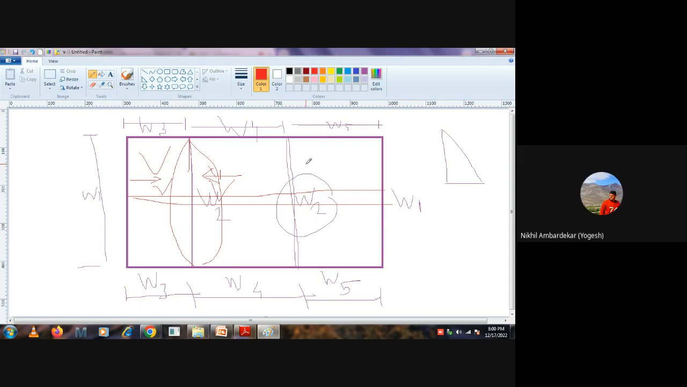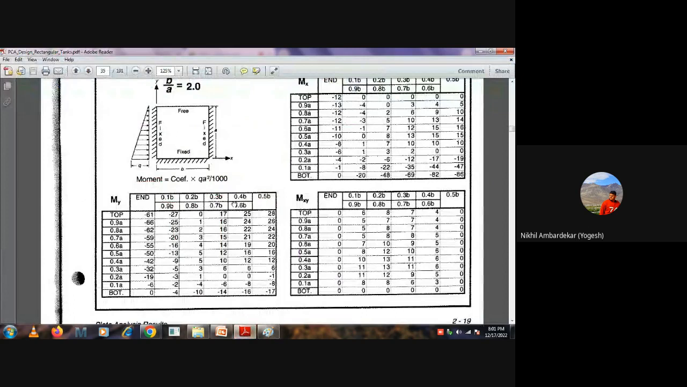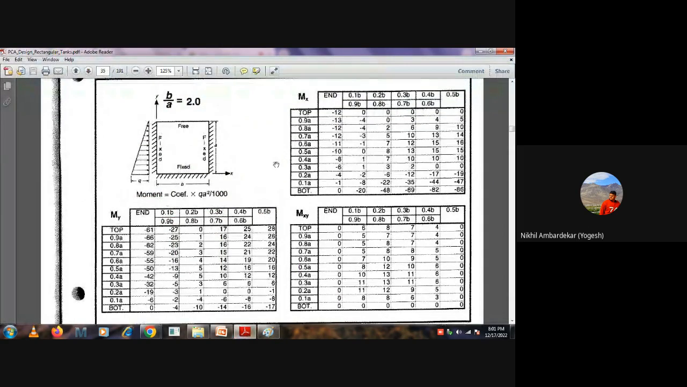3370. Ha, so take that also. Maybe you can use that and just compare with the PCA tables also. Because the beauty of the PCA table is that it can be used for a universal code. You can use it for the BS code, the American code, or the IS code, because this is not associated with any specific code.